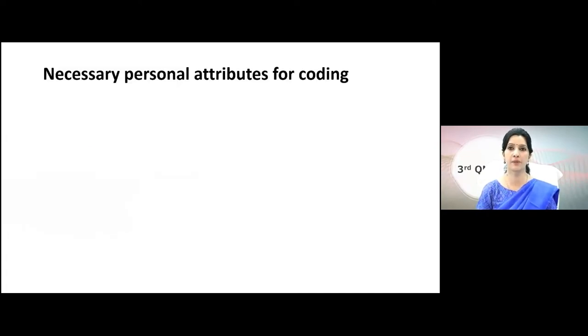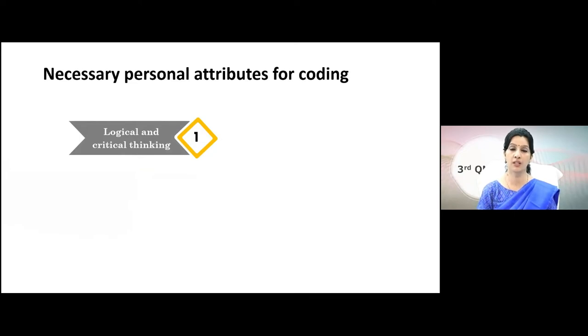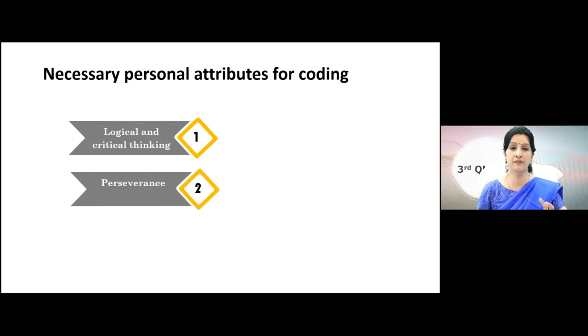Now, there are some necessary personal attributes for coding. A qualitative researcher should be a logical and critical thinker, because logic and critical thinking come up all the time when you are doing the coding. There should be perseverance, because you must have realized yesterday that making a transcript is not an easy task, and the same can be said for the coding process also. You start coding and then there will be some interruptions, because all of us are working. We cannot just sit and do the coding. You have to accomplish a lot of other day-to-day activities, so you tend to leave it, and then there will be a prolonged gap in your coding process.